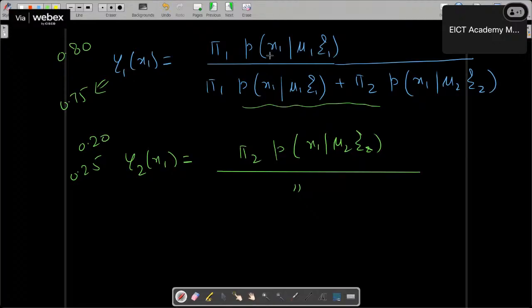This p(x1 | mu1, sigma 1) is the likelihood, the probability density of x1 under the first Gaussian distribution. It is calculated using the Gaussian probability density function.